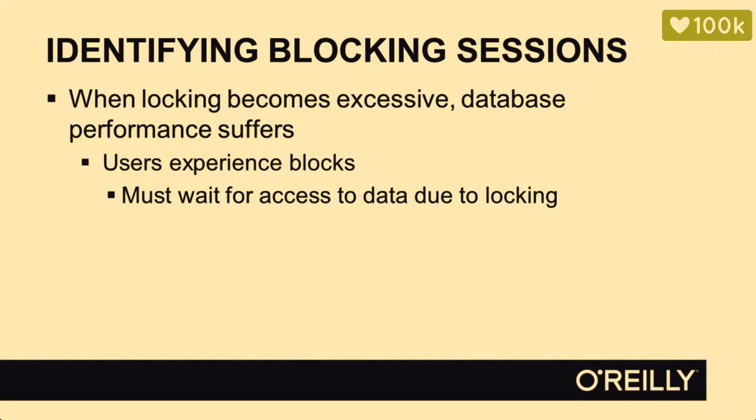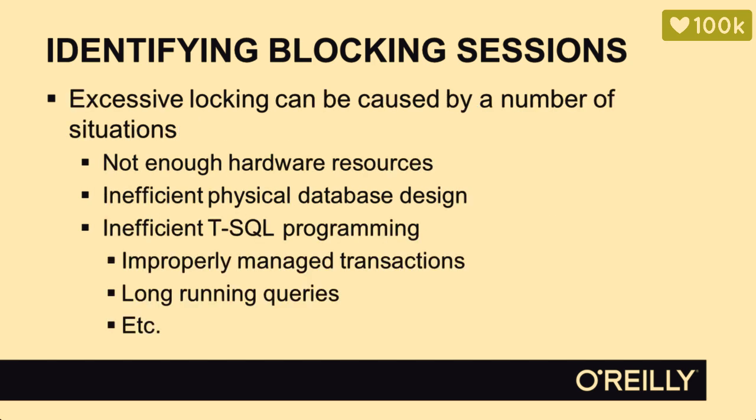When locking becomes excessive, database performance really starts to suffer. Users experience blocks. That is what makes them have to sit and wait. In our earlier example, just a few seconds ago, user B was blocked by user A. So if we were looking at the session IDs or the SPIDs, we would see that one SPID was being blocked by another. And the one that's blocked just has to wait for access to the data due to that locking and being blocked.